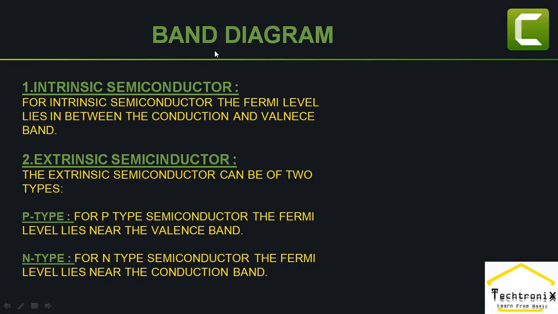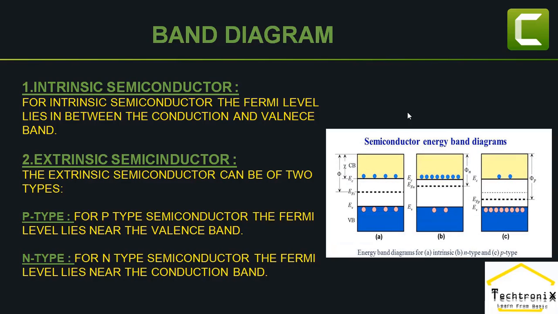Now let's see the band diagram. First, intrinsic semiconductor. For an intrinsic semiconductor, the Fermi level lies in between the conduction and valence band. As you can see here in picture A, the Fermi level EF is lying between the conduction band and valence band. This is the conduction band, Ec, this is the valence band, Ev.